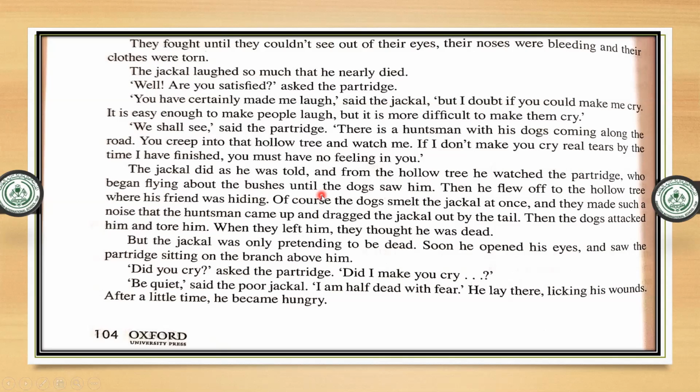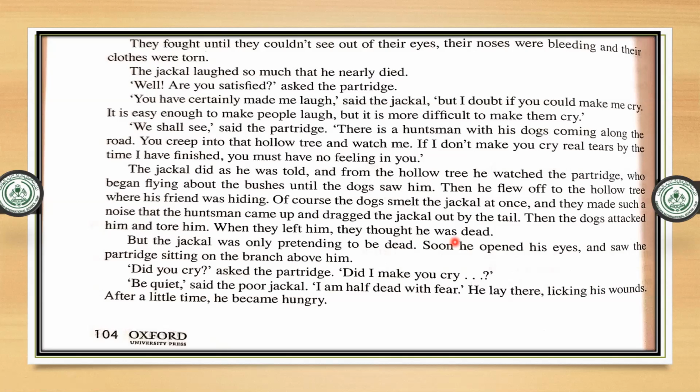The jackal did as he was told, and from the hollow tree he watched the partridge, who began flying above the bushes until the dog saw him. Then he flew off to the hollow tree where his friend was hiding. Of course, the dogs smelled the jackal at once, and they made such a noise that the huntsman came up and dragged the jackal out by the tail. Then the dogs attacked him and tore him. When they left him, they thought he was dead.